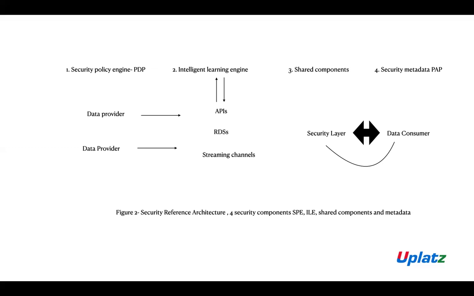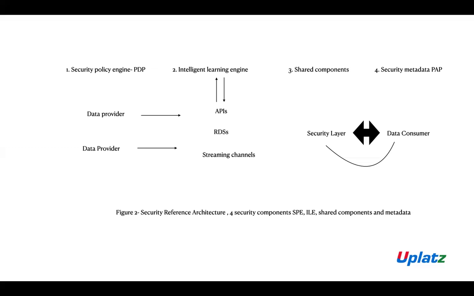In this figure, we can see the data providers, data consumers, and layers are familiar, but the four security components on top of the architecture are new. Each security component fulfills a critical role and is expected to work closely with the other components. Each is numbered in this example.